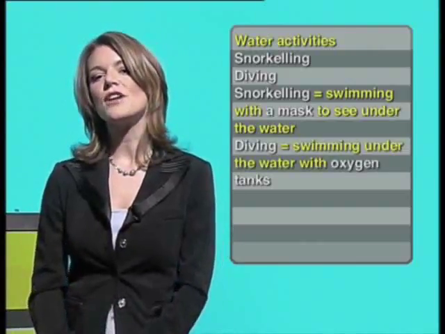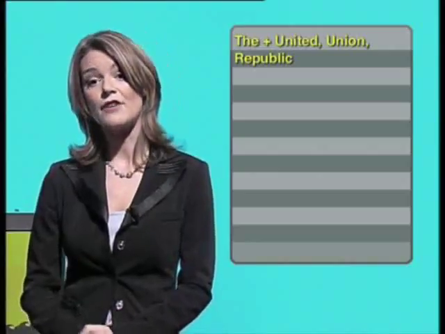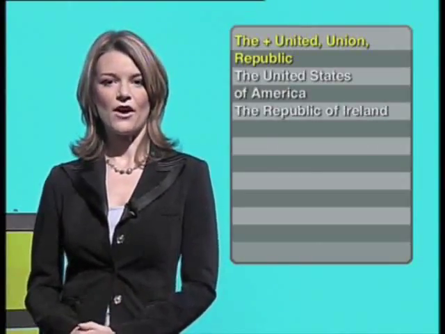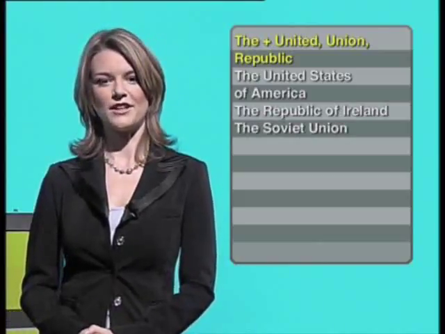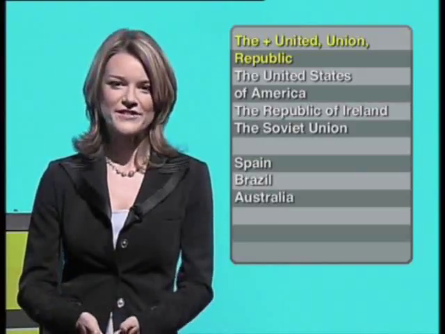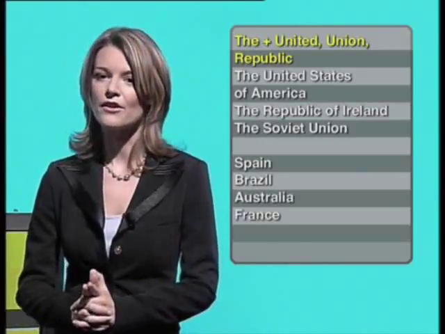Notice how we say the United Arab Emirates. The article "the" is used when the words United, Union and Republic are in the name of the country. For example, we say the United States of America, the Republic of Ireland, the Soviet Union. But we say Spain, Brazil, Australia, France, and we don't use "the" with names of cities. Dubai, London, Madrid, Rome.